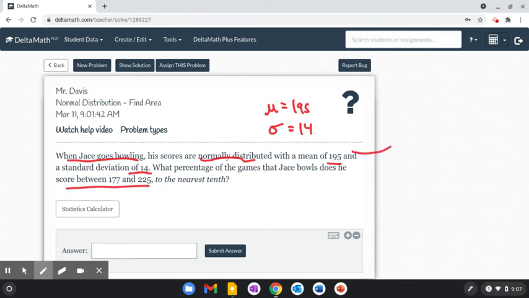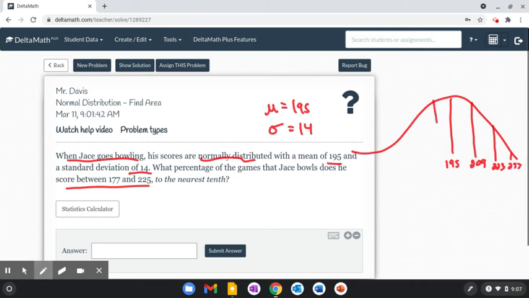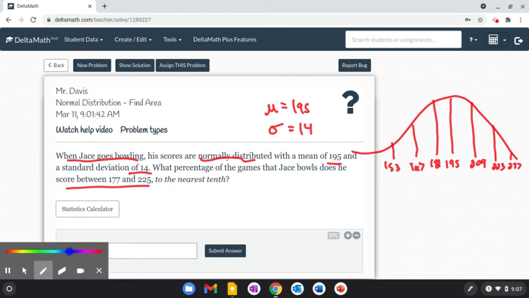So if I were to go ahead and sketch out my normal curve, I would have 195 in the middle, because that's my mean. I would add 1 standard deviation, that would give me 209. Add another one, that would give us 223. Add one more, that gives me 237. And if I were subtracting here, that would give me 181. Subtract 14 again, that gives me 167. Subtract 14 again, that gives me 153. And notice we're asked 177 to 195.